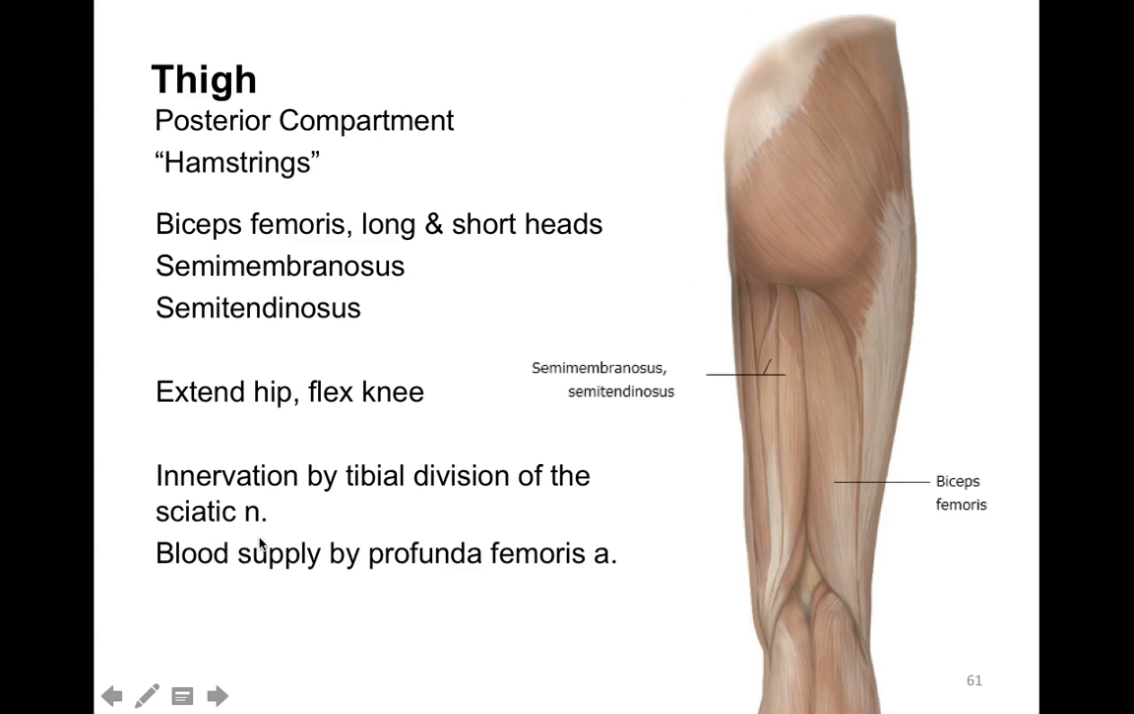thigh. These are those posterior muscles of the thigh, known as the hamstrings: biceps femoris, long and short heads, semimembranosus, and semitendinosus. Their common functions are to extend the hip and flex the knee. They are innervated by the tibial division of the sciatic nerve, and their blood supply is from the profunda femoris artery.